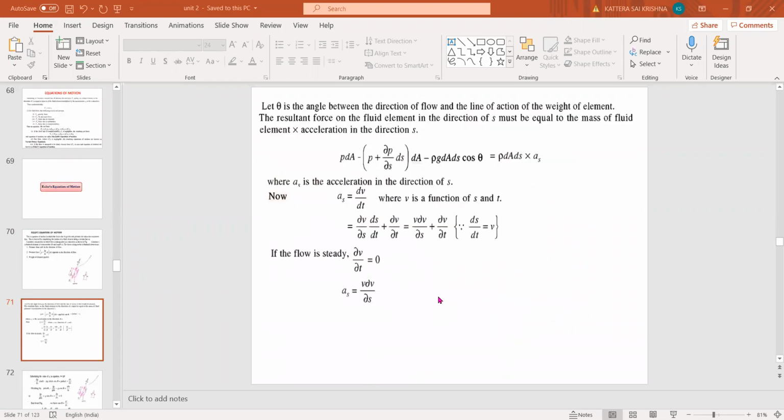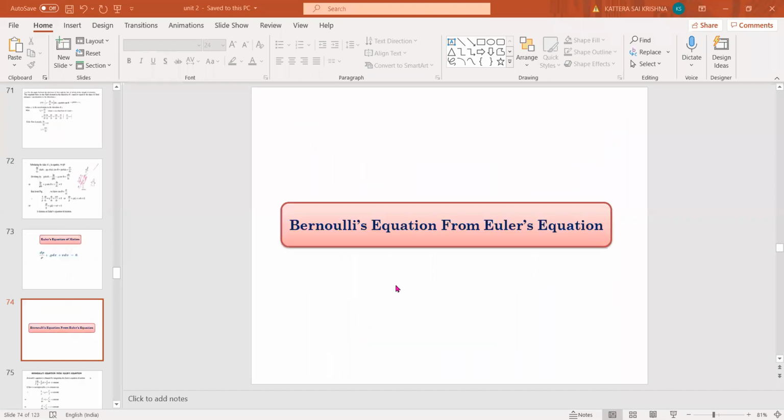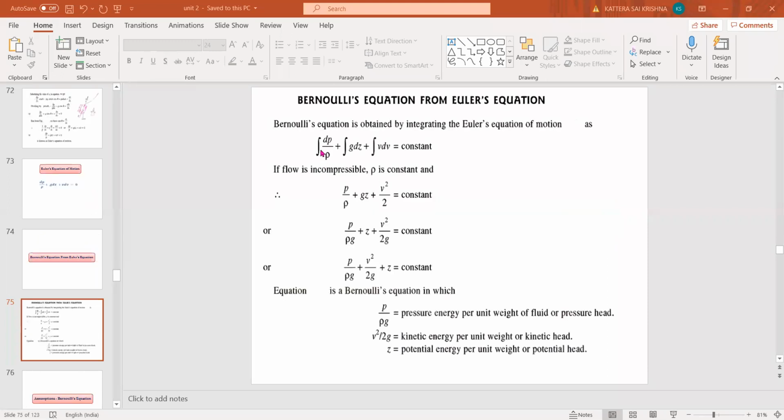This is the equation we got at last in the derivation of Euler's equation: dP by rho plus g dz plus V dV is equal to 0, known as Euler's equation of motion. If you integrate this, you get Bernoulli's equation, which we also did in the last class. So we integrate Euler's equation, and you get the final Bernoulli equation: P by rho g plus V square by 2g plus Z is equal to constant.